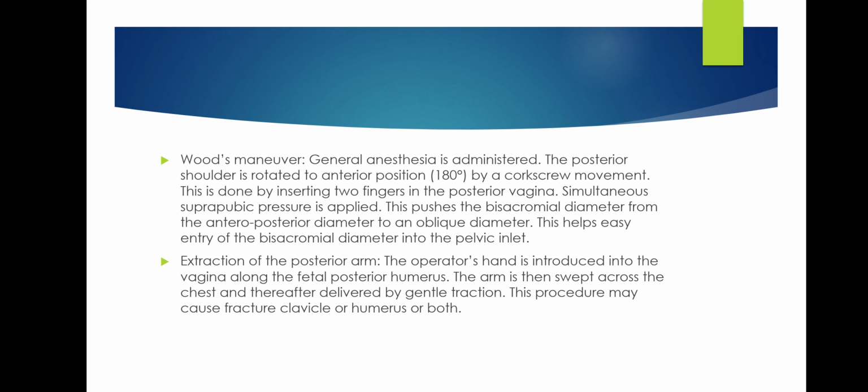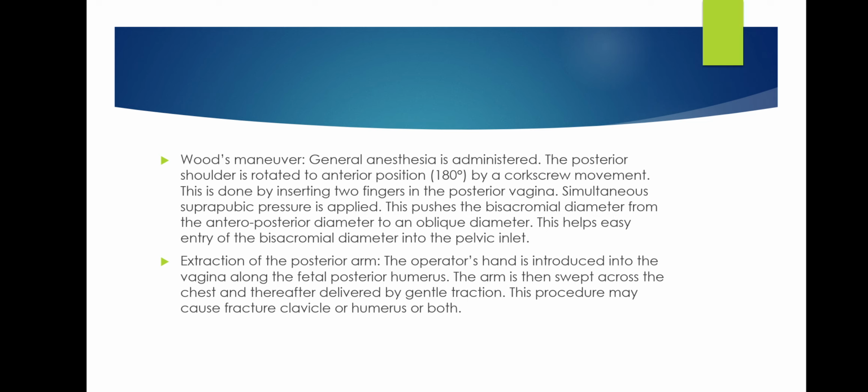Then Wood's maneuver. In this case, general anesthesia is administered. The posterior shoulder is rotated to the anterior position by a corkscrew movement. This is done by inserting two fingers in the posterior vagina. Simultaneous suprapubic pressure is applied. This pushes the bisacromial diameter from the anteroposterior diameter to an oblique diameter, due to which it helps with easy entry of the bisacromial diameter into the pelvic inlet.